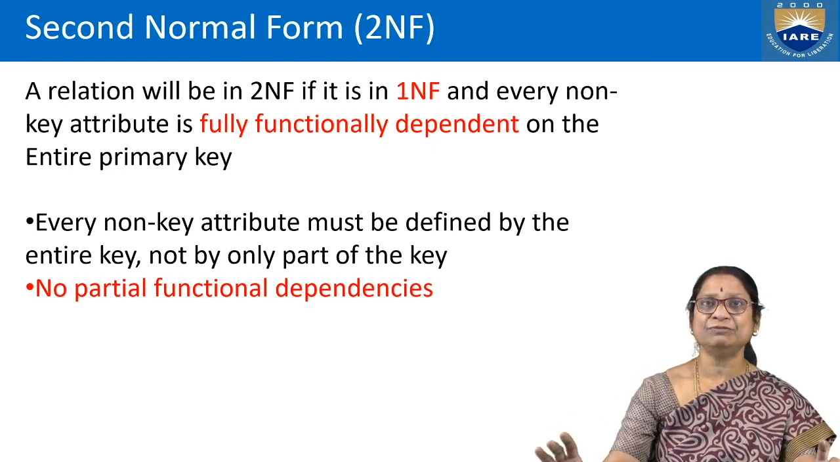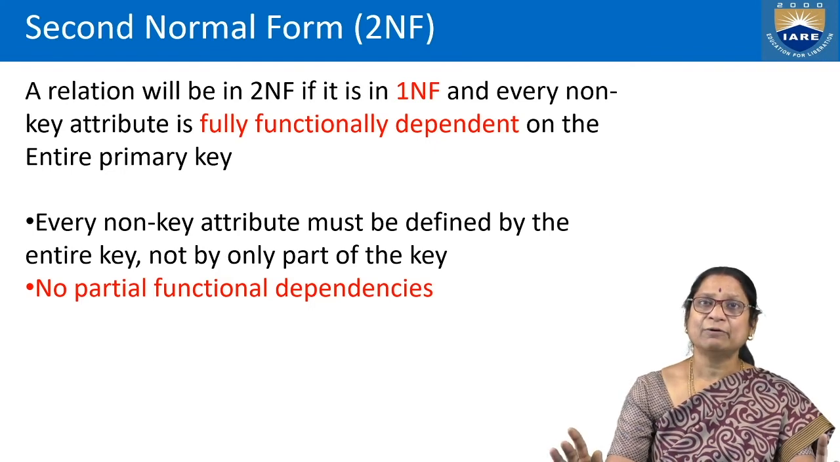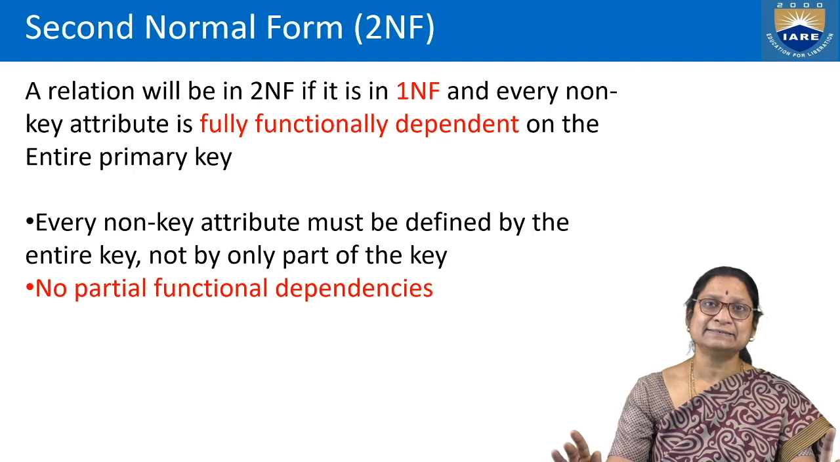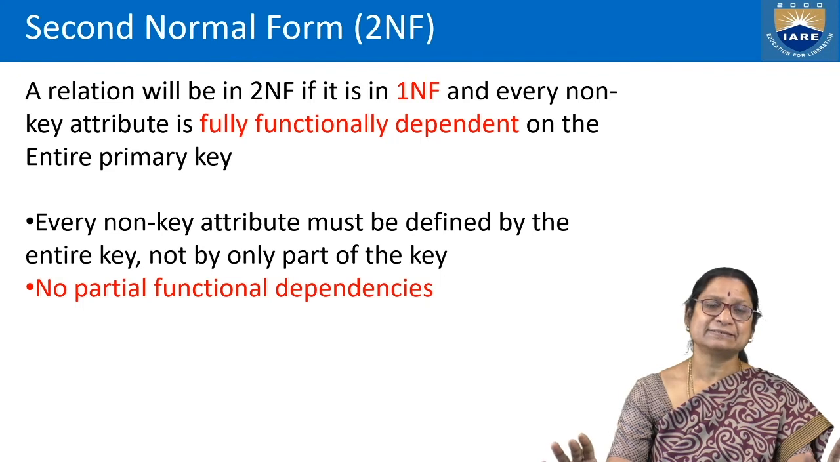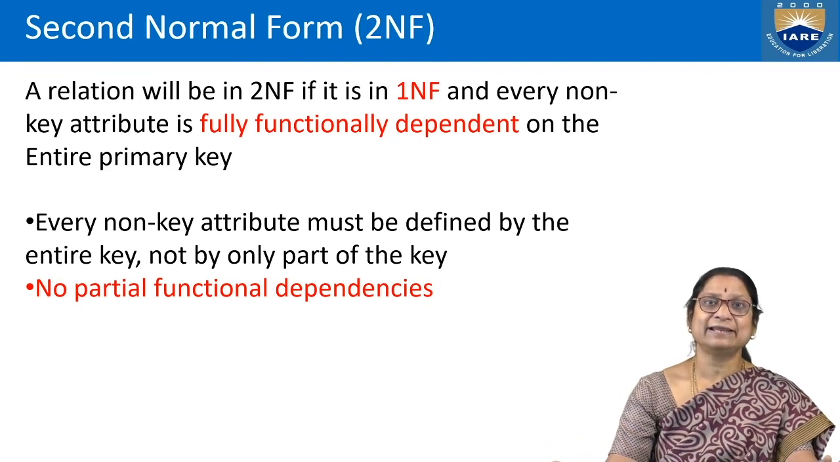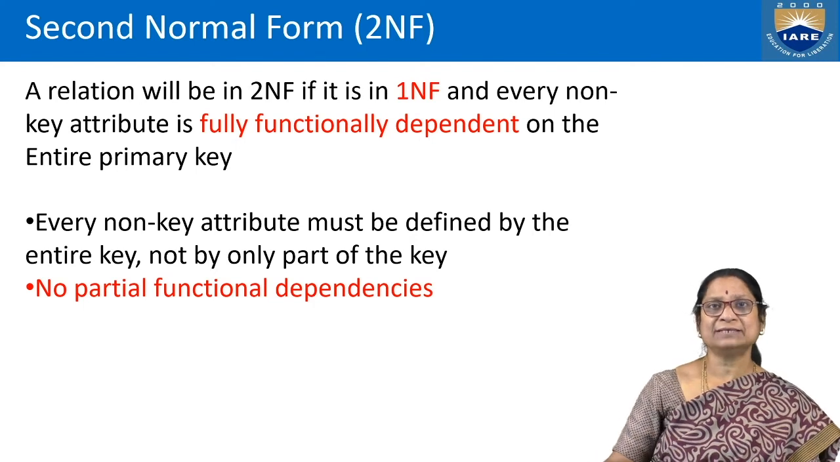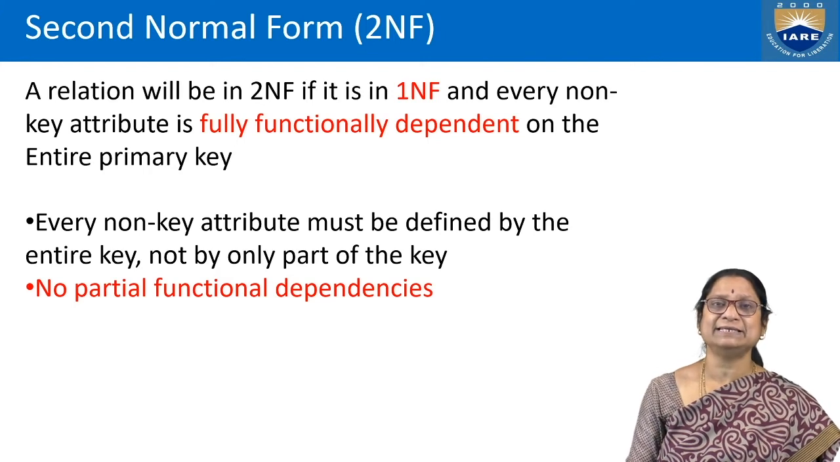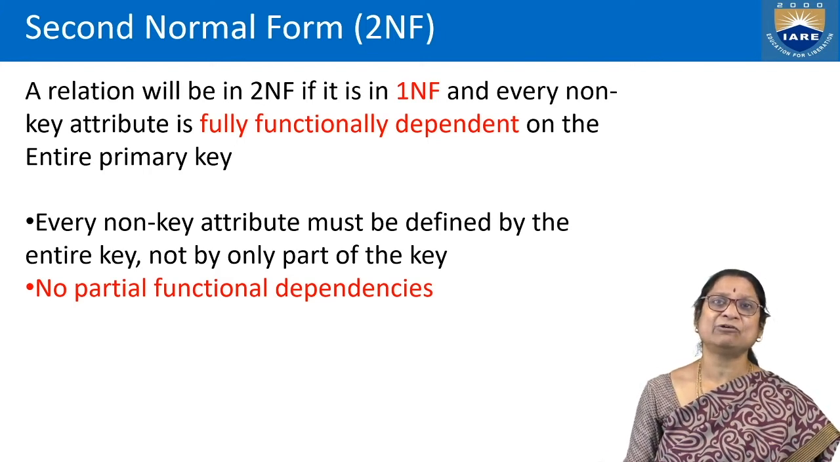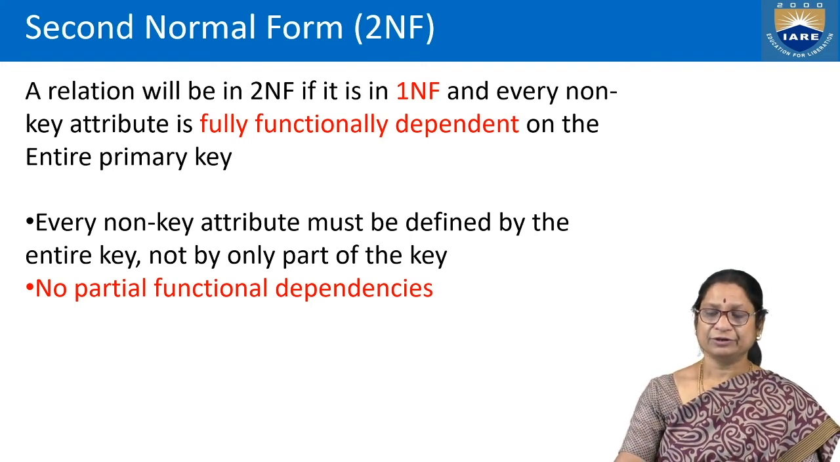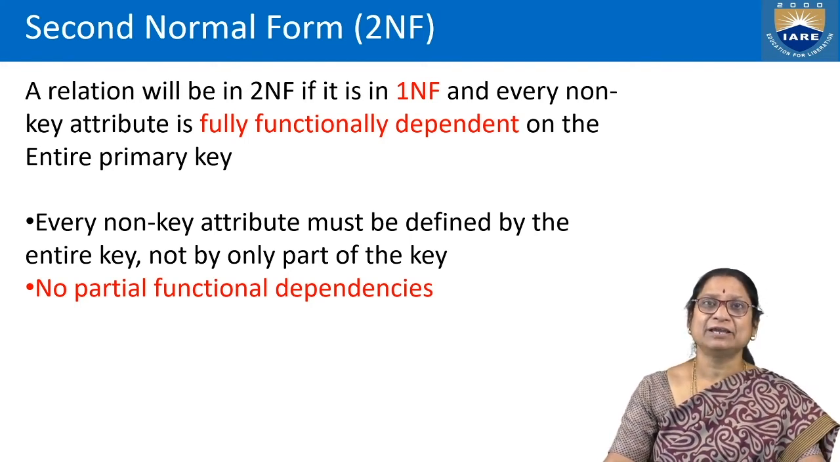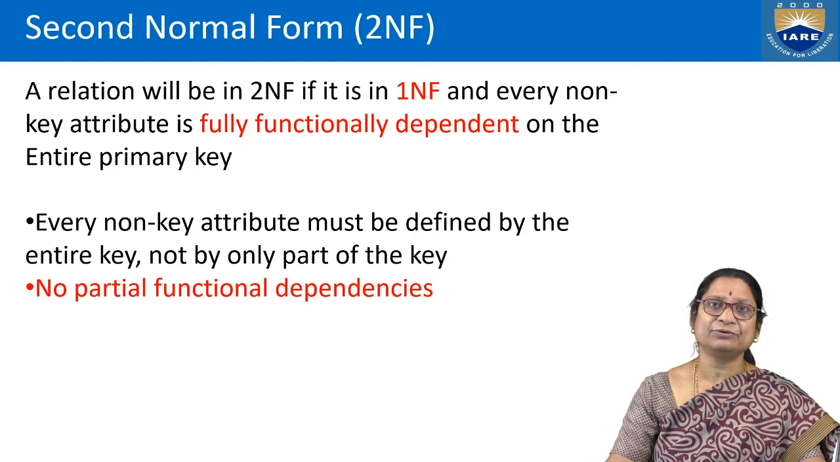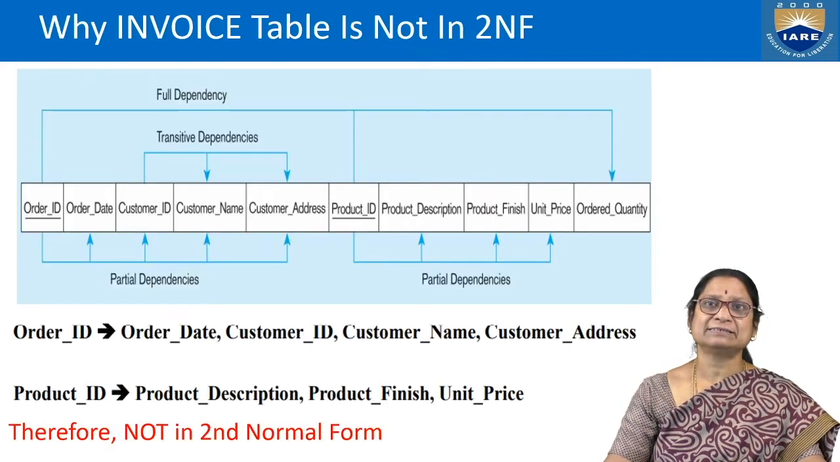If your key is an individual key, if your primary key consists of only a single attribute, then there is no question of partial dependencies, because part of the key doesn't exist, no? So remember always, if the key consists of more than one attribute, that is, a composite key, then only the partial dependency concept may arise. So you can check this first: if your table has a primary key with a single attribute, there is no partial dependency concept.